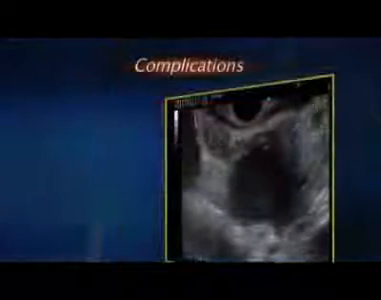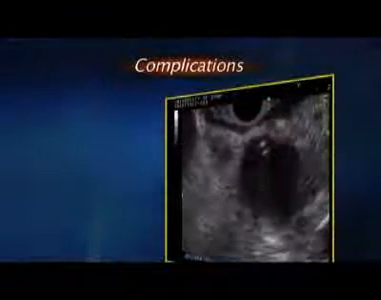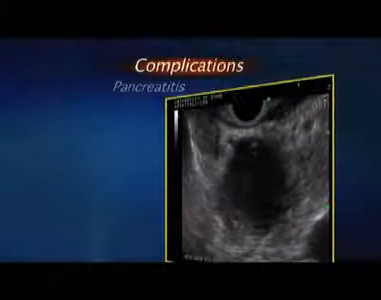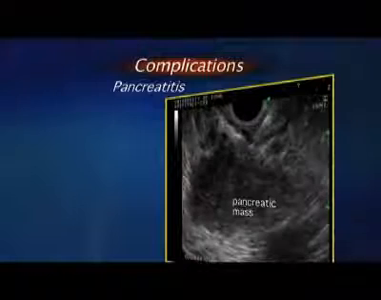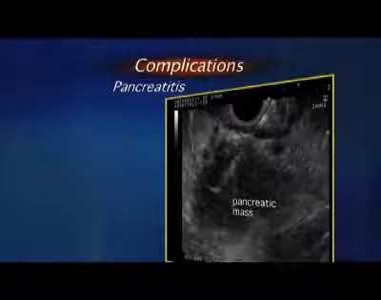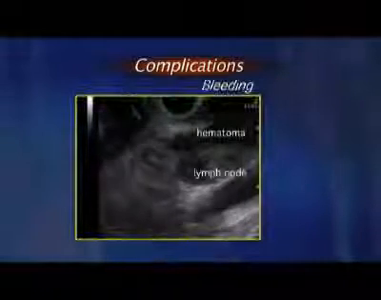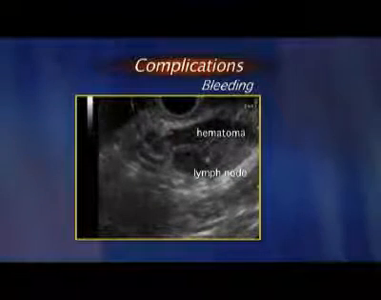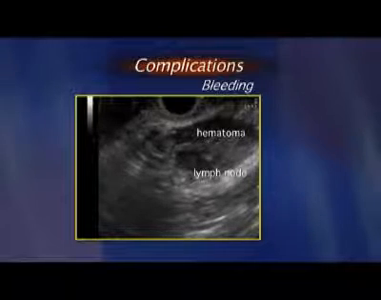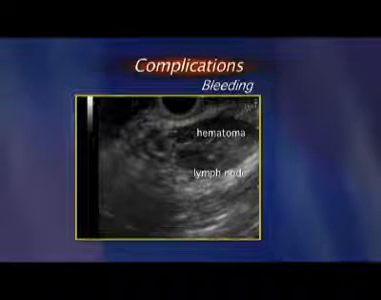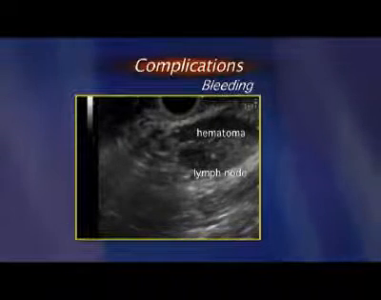Complications after EUS-guided biopsy are infrequent. Pancreatitis occurs in 1% after sampling of pancreatic lesions. Occasionally, development of hematomas can be observed by EUS during the procedure. These usually remain asymptomatic. Symptomatic bleeding is very unusual.